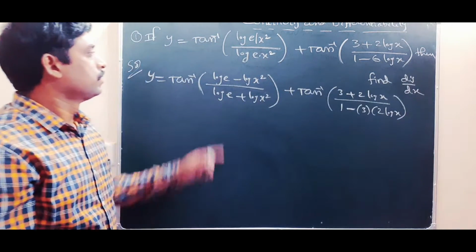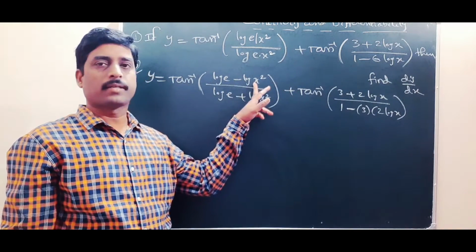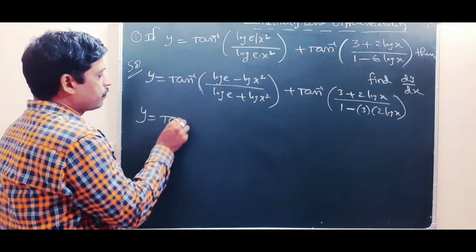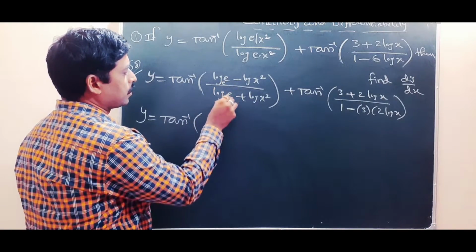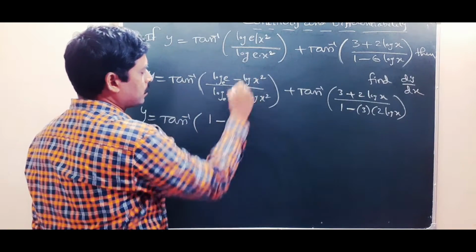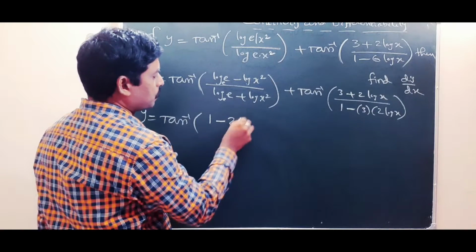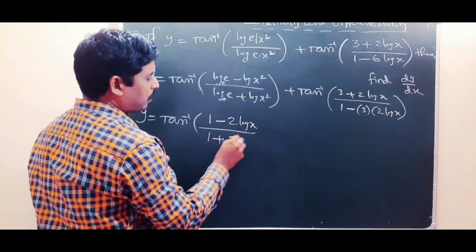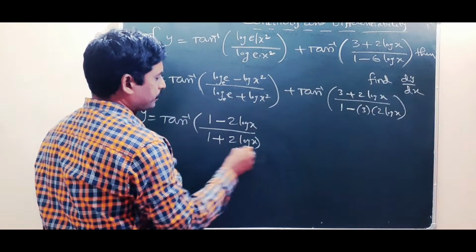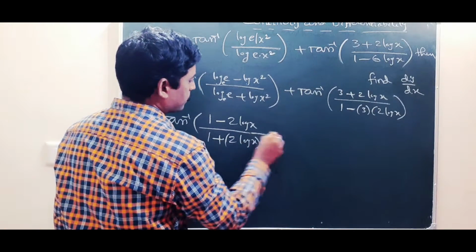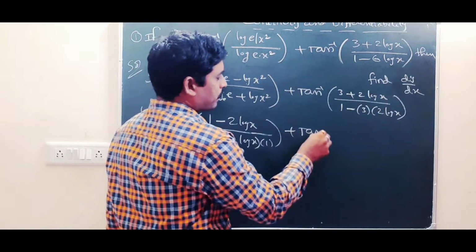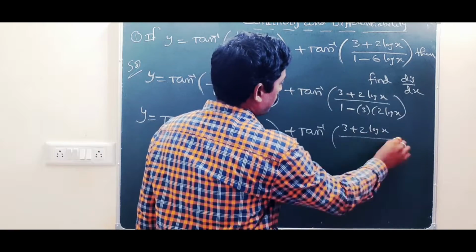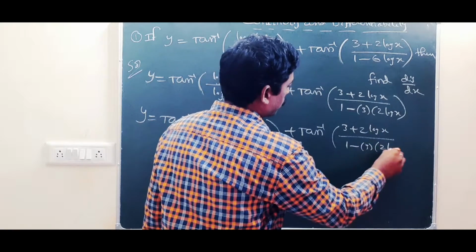Okay, so log e value is 1, log x square value is 2 log x. So y is equal to tan inverse of, log e base c, this is nothing but 1, and log x square value is 2 log x, by 1 plus 2 log x, plus tan inverse of 3 plus 2 log x by 1 minus 3 into 2 log x.